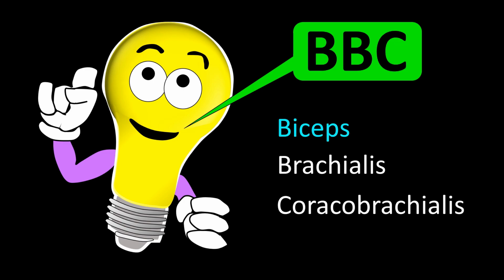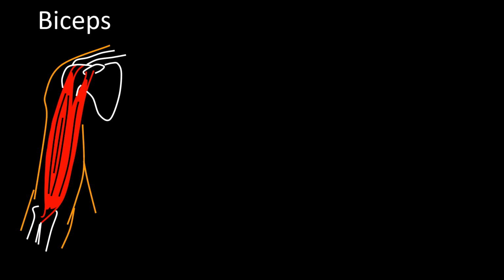I will now address the biceps. The biceps is innervated by fibers arising from C5 and C6 spinal segments. The biceps has three actions.